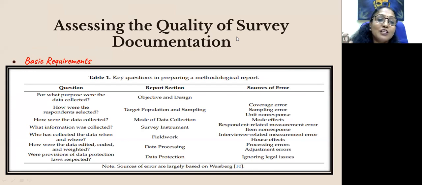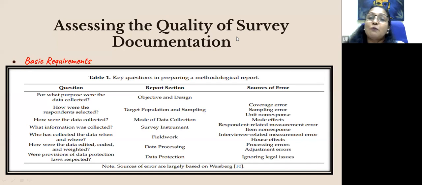Now, how were the respondents selected? That depends upon your target population and which sampling method you use. In a very simple manner, I'm trying to cover this important area of quality of survey documentation. Your respondent selection depends upon your target population and the sampling method you are going to use. We have learned a lot of sampling designs when we learned the basic sampling framework from Dr. Sudhar. So that's how the target population needs to be selected and which sampling method you use.